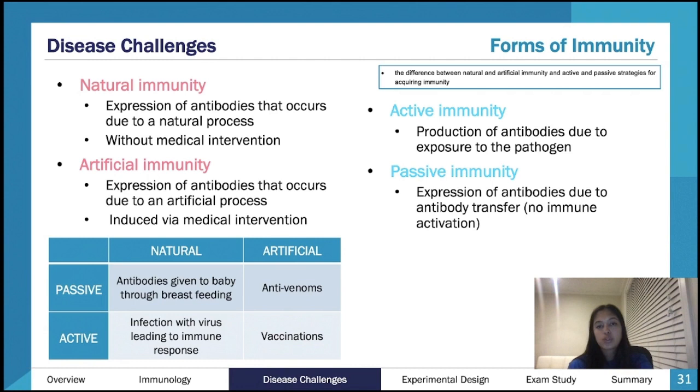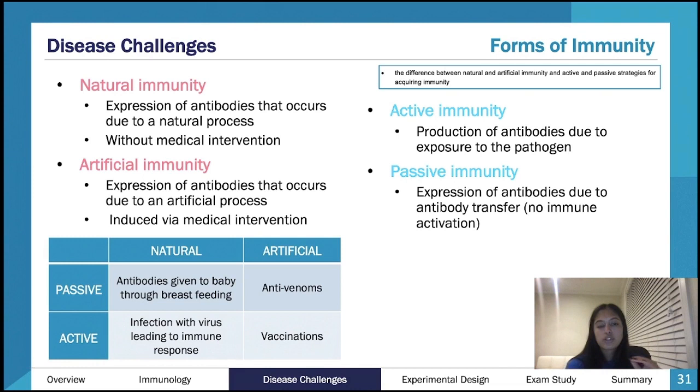Natural passive immunity is when you are given antibodies through breastfeeding or through your mother. It's natural because it happened without medical intervention, but it's passive because the antibodies have been made by your mother and not by yourself. In terms of artificial, artificial active is your vaccination.